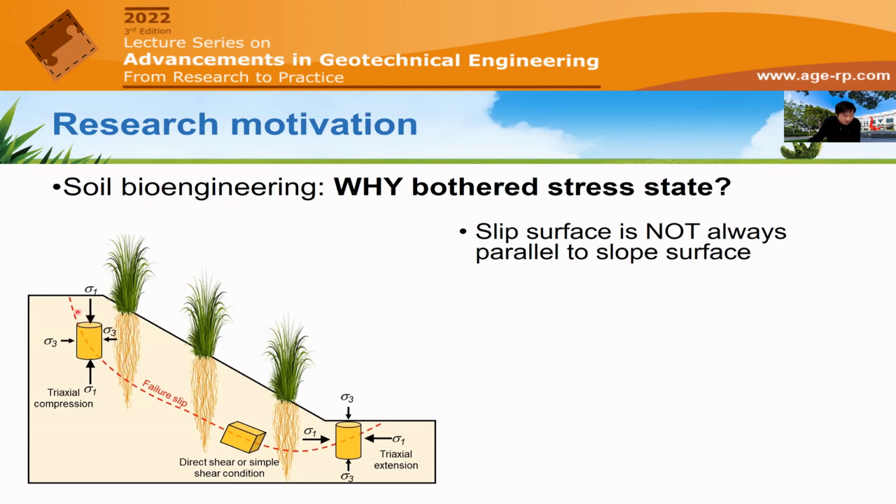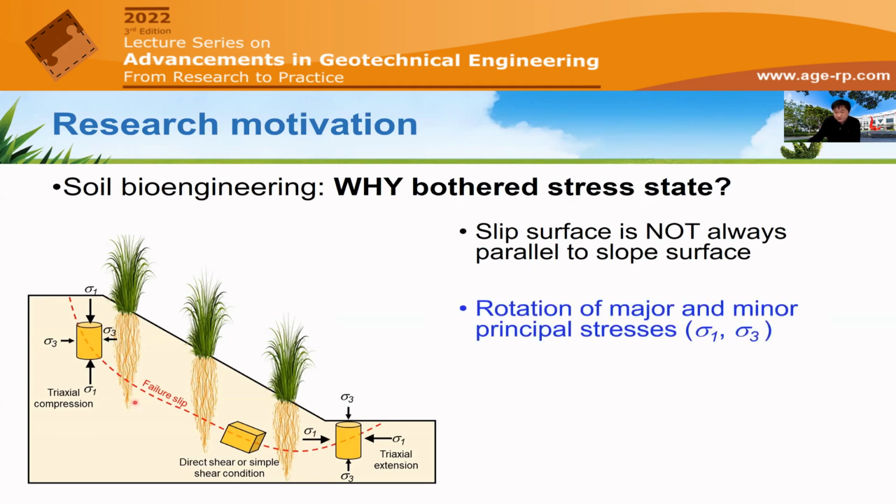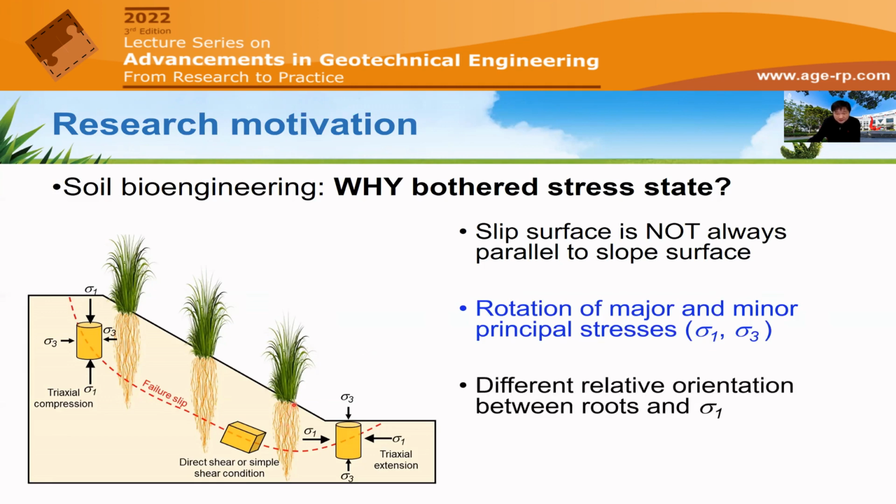And if you look at the stress state of this soil along this slip surface, there is a rotation of major and minor principal stresses. If you look at the stress state of each individual element, these stress states are rotating. Normally in the literature, we have been using a direct shear box as a major tool to quantify the root reinforcement effects for slope stabilization.